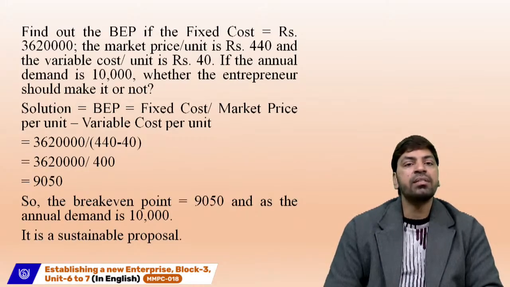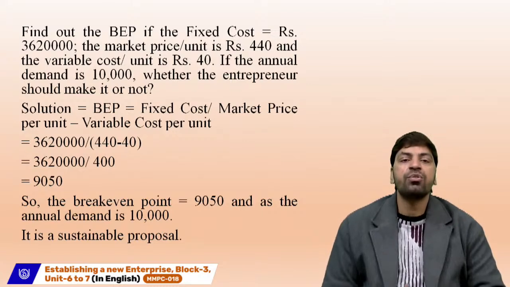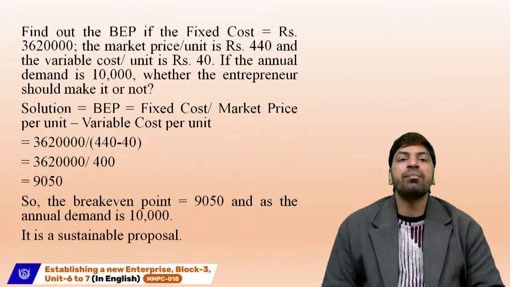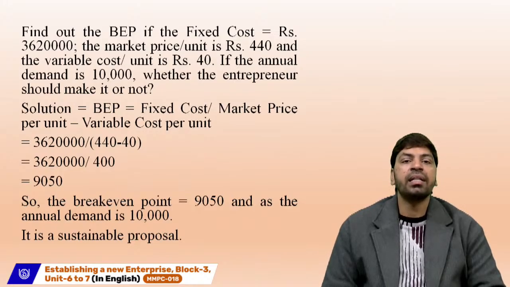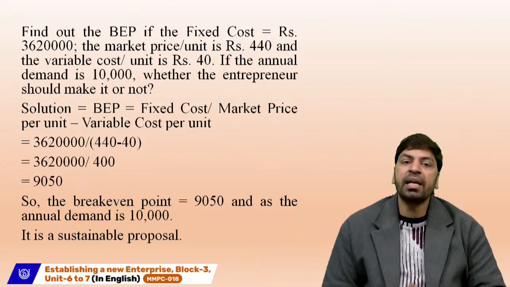So fixed cost is 36 lakhs 20,000, the market price is 440, and the variable cost per unit is 40. When we deduct 440 minus 40, we get 400. Once we divide 36 lakh 20,000 by 400, we easily get the break-even point, that is 9,050 units. So the break-even point is 9,050 and the annual demand is 10,000. So it is a sustainable proposal, and the entrepreneur should make it at the earliest and accept the proposal.